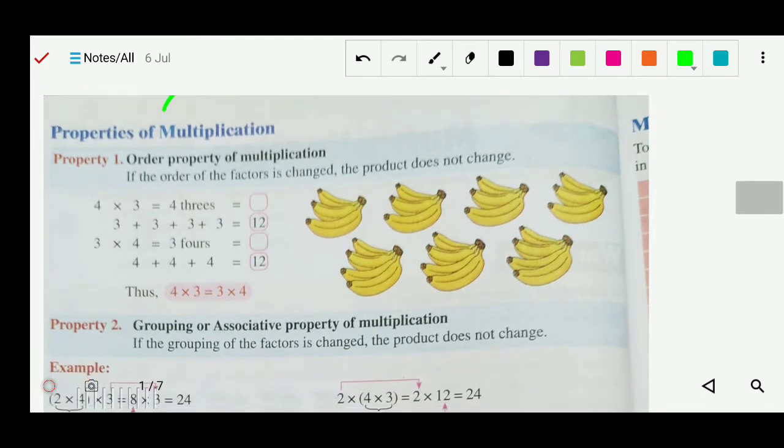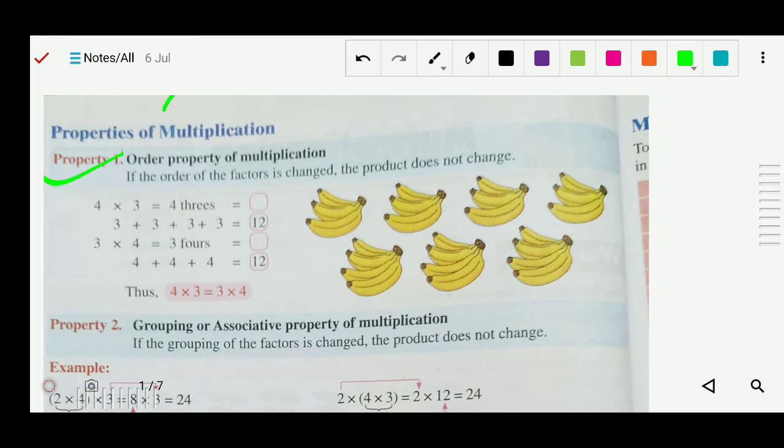Next, there are some properties of multiplication, like the properties of addition and properties of subtraction that we studied earlier. What is the first property? The first property is the order property. What is the order? As I told you, order means you just change the position of the digits. When you multiply two numbers, you simply change the position of the multiplicand and multiplier. You change only the position.